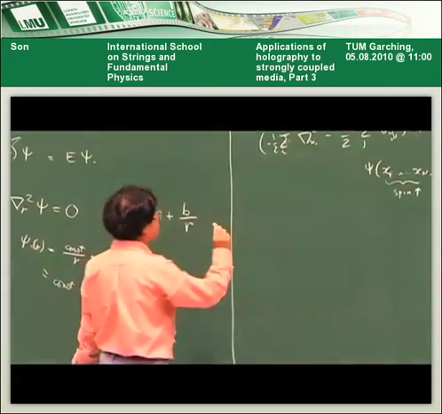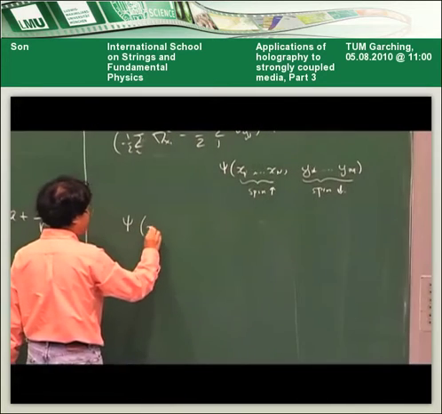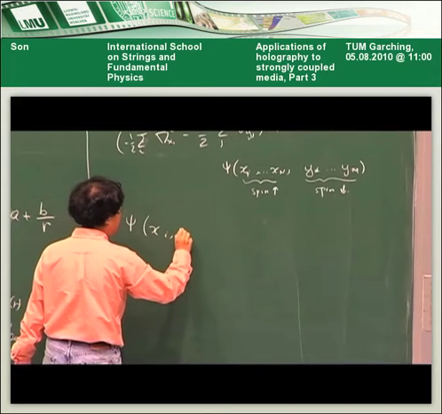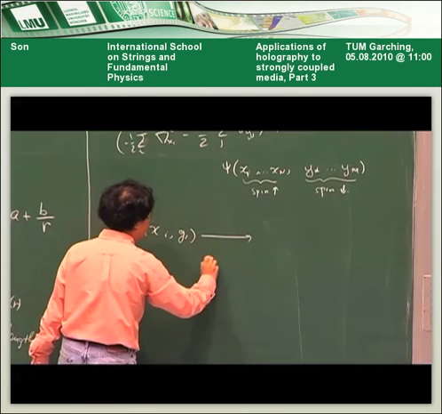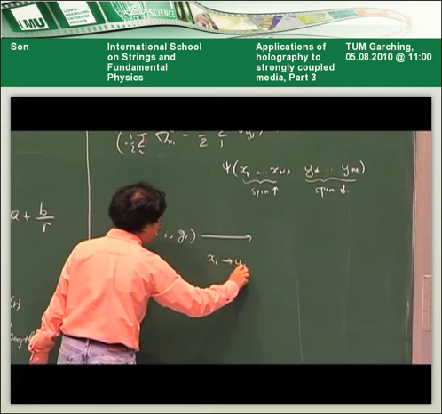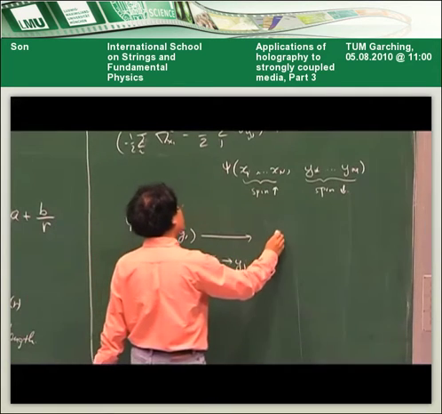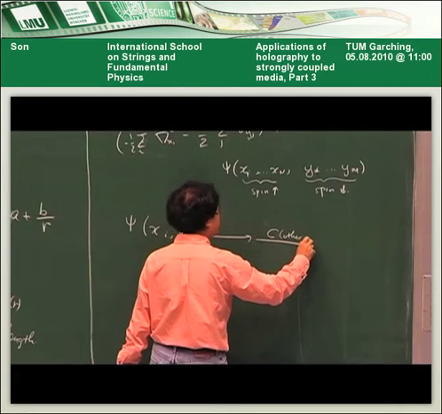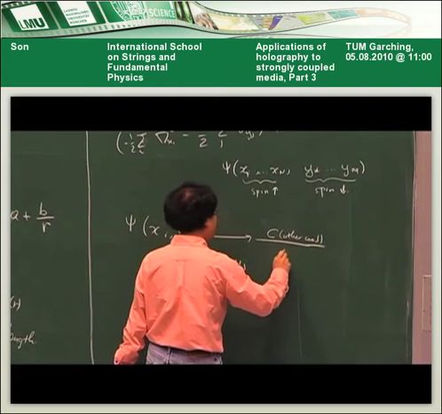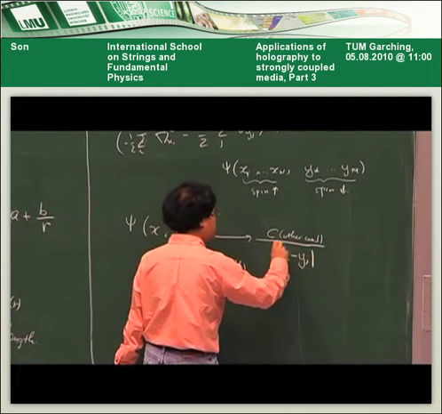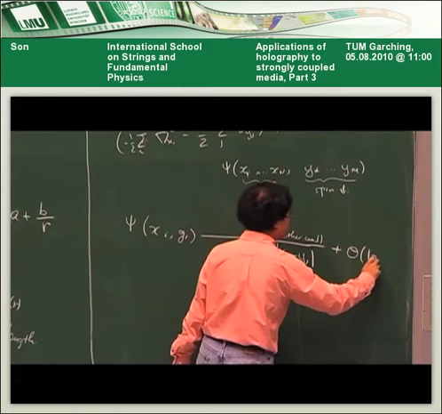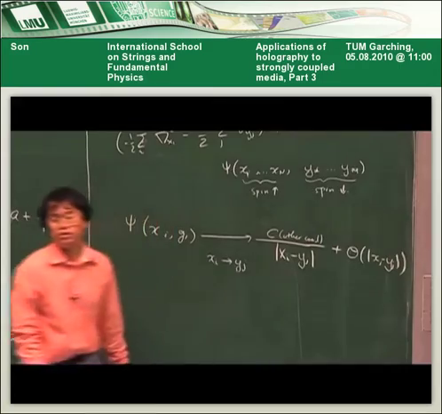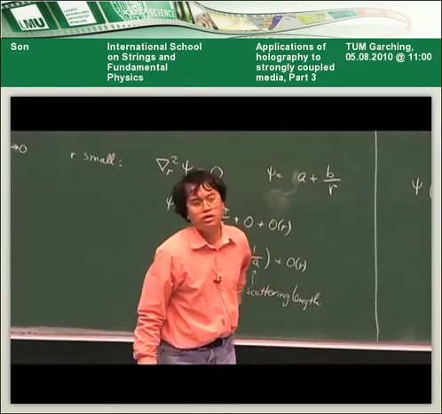With a boundary condition that psi, whenever xi approaches yj, has to behave like a constant, some function of the other coordinates, divided by xi minus yj plus a correction that starts at the linear order of xi minus yj. Yes?